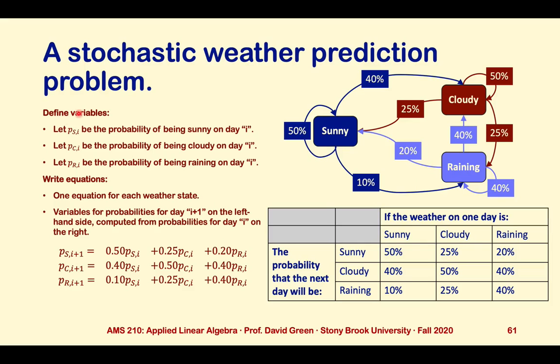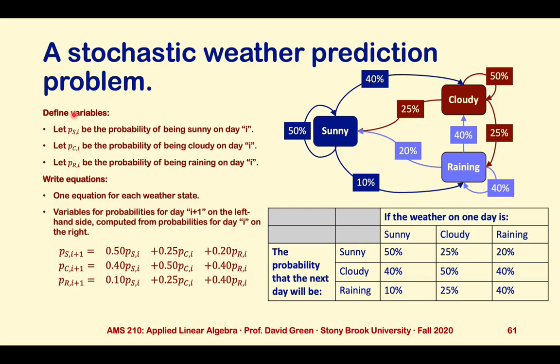We start off by defining the variables. The variables are the probability of being sunny, cloudy, or rainy. And we have to highlight on a particular day. So I'm going to use P for the symbol for the probability. I'm going to use a subscript S, C, and R to correspond to sunny, cloudy, and rainy, and another subscript that says what day we are on. And use i as a counter of the days.